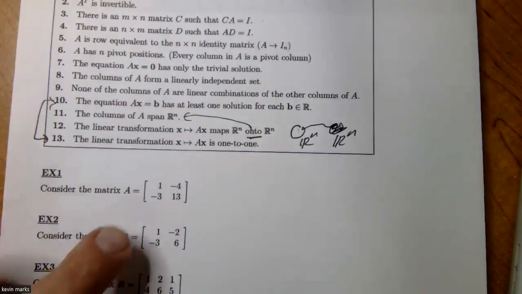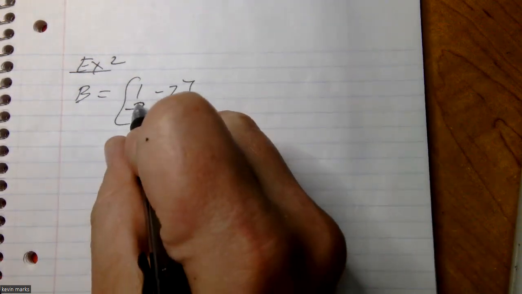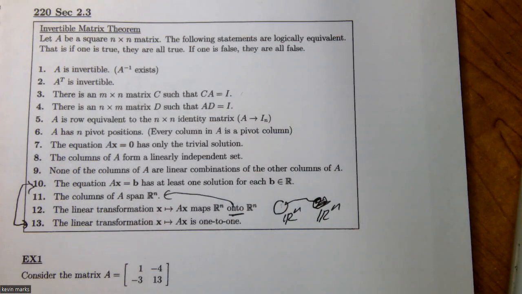Just to make the point, let's look at B. So with B, you've got this 1, -2, -3, 6. The first thing is, is it a square matrix? Yes, it is a square matrix. It's clearly a 2 by 2. So if it's a square matrix, then all of this is possibly true, or it's possibly all false. So now the question is, is B invertible?